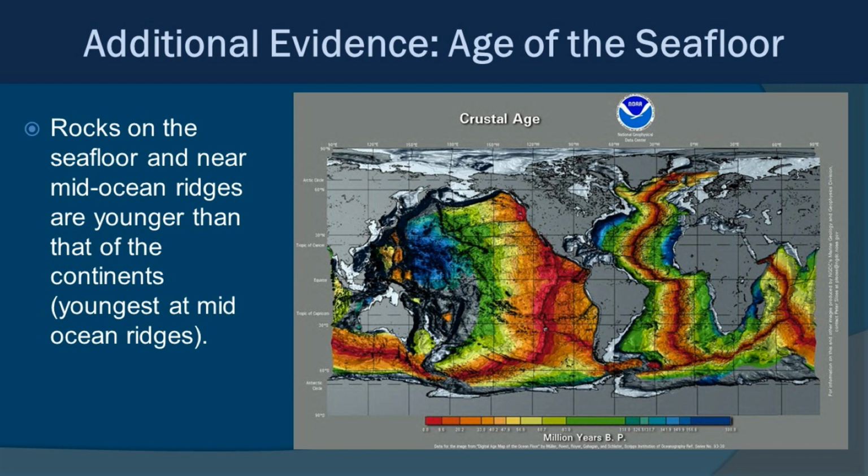We can also look at the age of the seafloor, and very obviously, the rock nearer the mid-ocean ridge, where the molten material is forming new seafloor, has younger ages compared to farther away from those ridges. The image here actually shows you that. The red actually indicates younger rock, whereas the cooler colors are older rock.